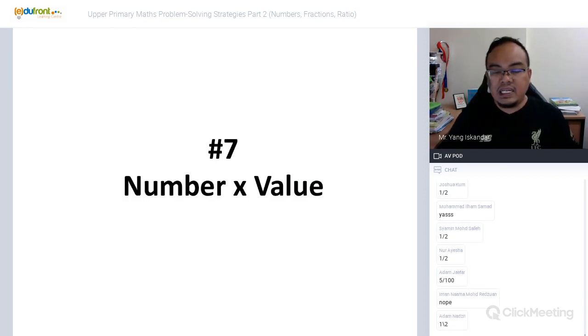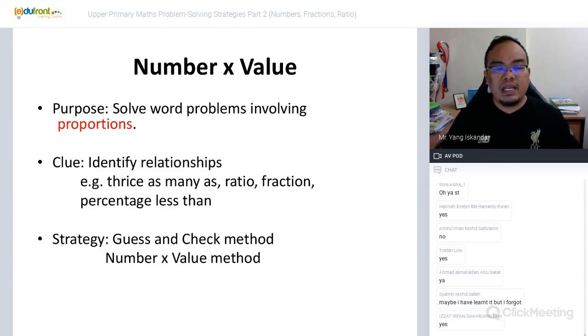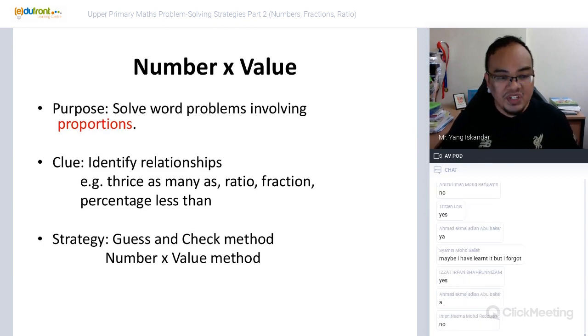Let's move on to the next strategy, which is number times value. Are you all ready? Have you heard of the strategy number times value? Never heard before? Have you heard of the strategy called grouping method, or set method? This is very similar. So how to apply this strategy? When do you use it? When solving word problems involving proportion. Some of the clues that you may see are thrice as many as, ratio, fractions, percentage, less than.